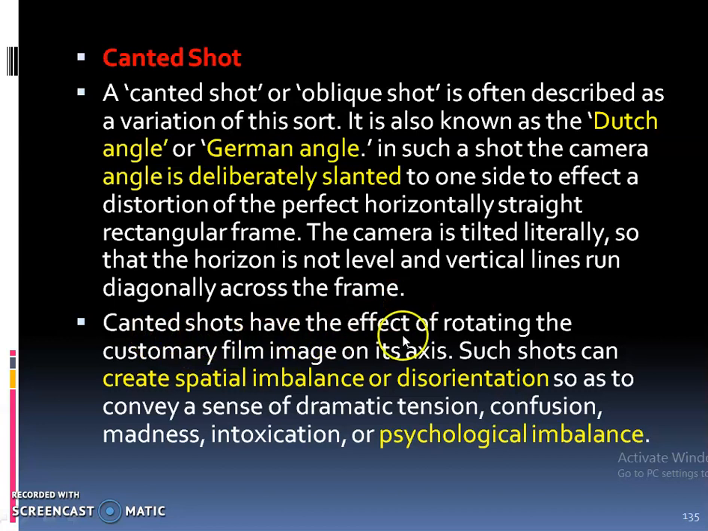Candid shots have the effect of rotating the customary film image on its axis. Such shots can create spatial imbalance or disorientation so as to convey a sense of dramatic tension, confusion, madness, intoxication, or psychological imbalance. To show these things, the cameraman will use candid shot.